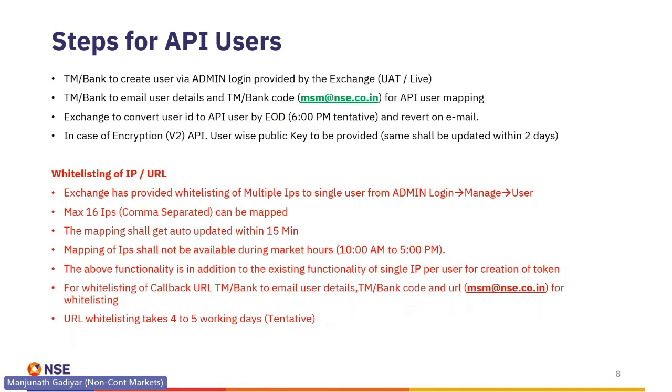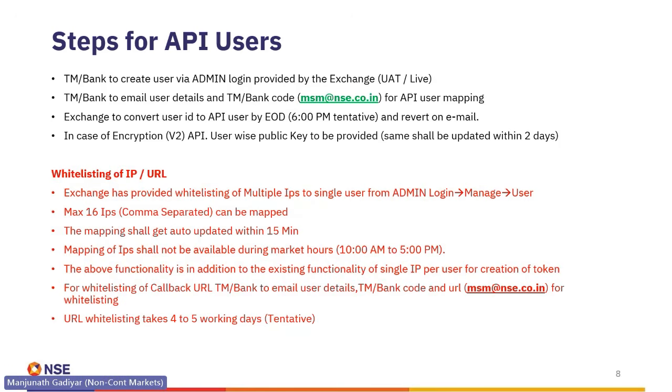Okay, apart from this, there were a lot of member queries saying that whitelisting of IPs or URLs at times is a time consuming process. So now Exchange has provided real time mapping of IP addresses. Many members have multiple IPs and, as a fallback, keep 2 or 3 IPs mapped to a single user. So IP mapping now gets updated within 15 minutes. The functionality is additional to the existing functionality of single IP per user for creation of token.